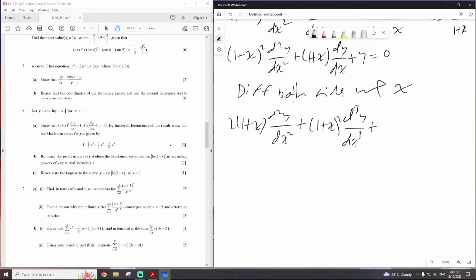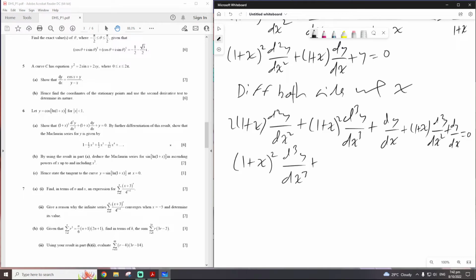And I need to do the same for (1 + x) dy/dx. So this is dy/dx plus (1 + x) d²y/dx² plus dy/dx. Okay, and this is 0. And I can simplify this. So this is (1 + x)² d³y/dx³ plus 3(1 + x) d²y/dx² plus 2 dy/dx. Yes, 2 dy/dx is equal to 0. And I will differentiate this one more time.